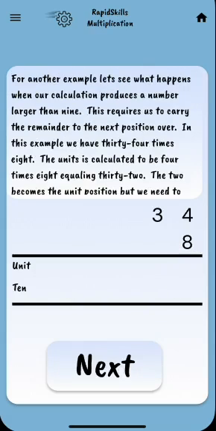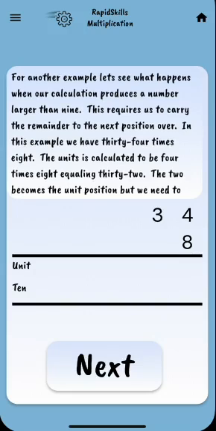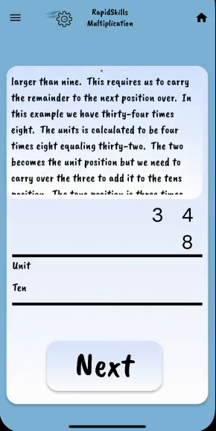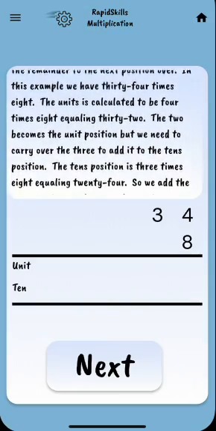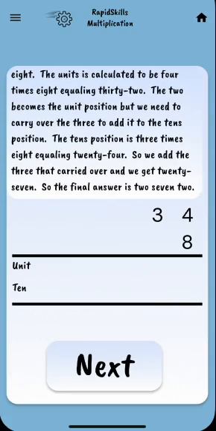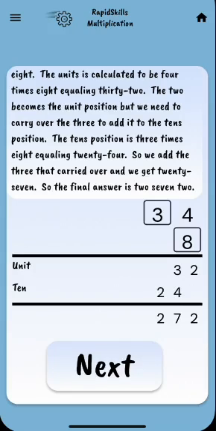For another example, let's see what happens when our calculation produces a number larger than 9. This requires us to carry the remainder to the next position over. In this example, we have 34 times 8. The units is calculated to be 4 times 8, equaling 32. The 2 becomes the units position, but we need to carry over the 3 to add it to the tens position. The tens position is 3 times 8, equaling 24. So we add the 3 that carried over and we get 27. So the final answer is 272.